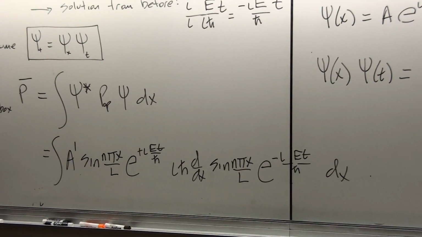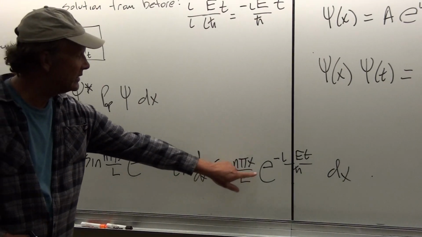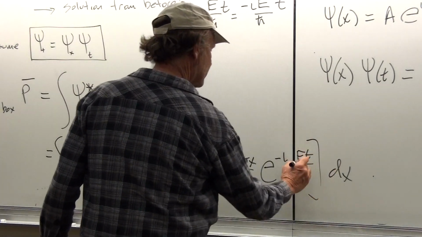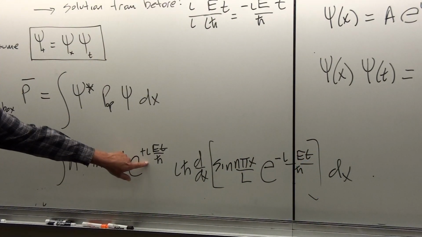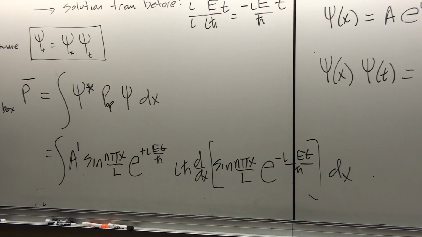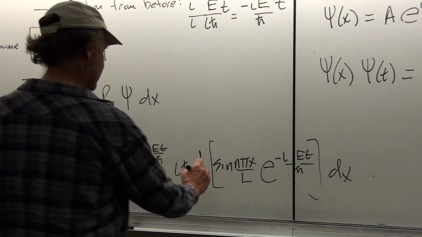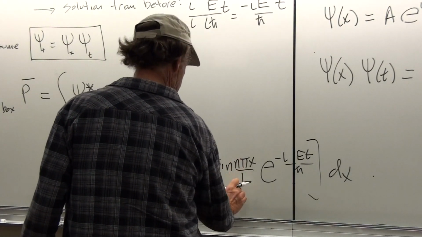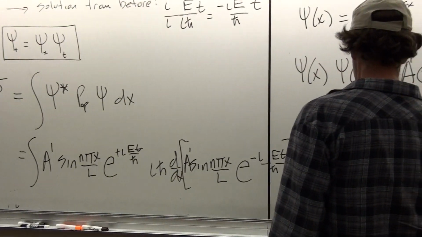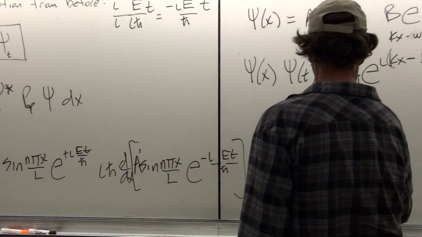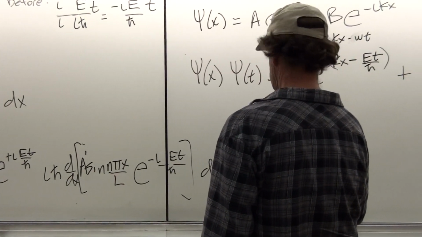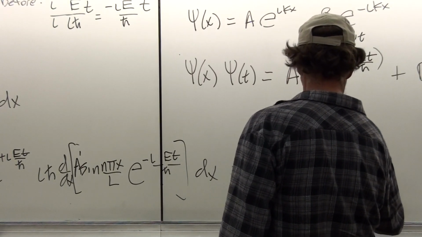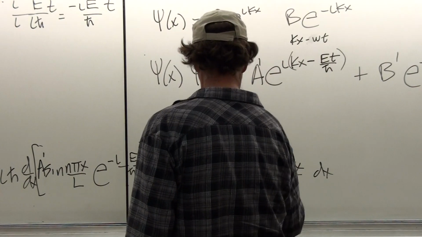Okay, so we can see then that because differentiation with respect to x doesn't affect something that is a function of time, this can be pulled out and combined with this, and the two cancel out and give us 1. So what is left here then, this should have an a prime in it also, is that this is just going to be the integral of a prime squared times the sine squared of n pi x over L dx from 0.